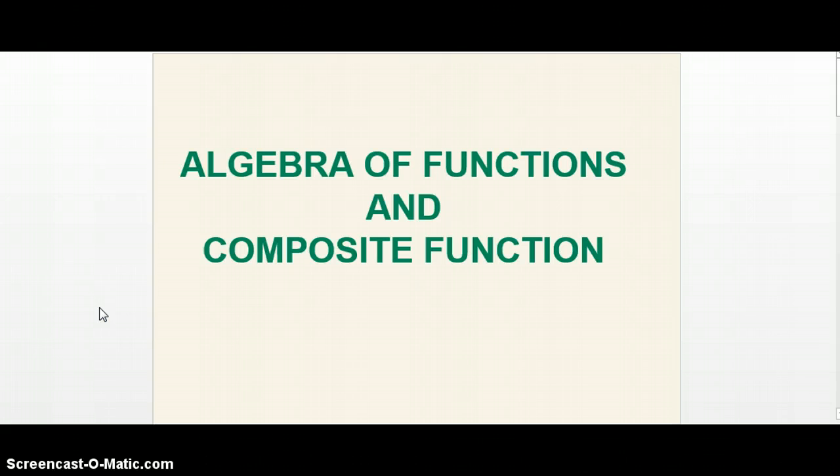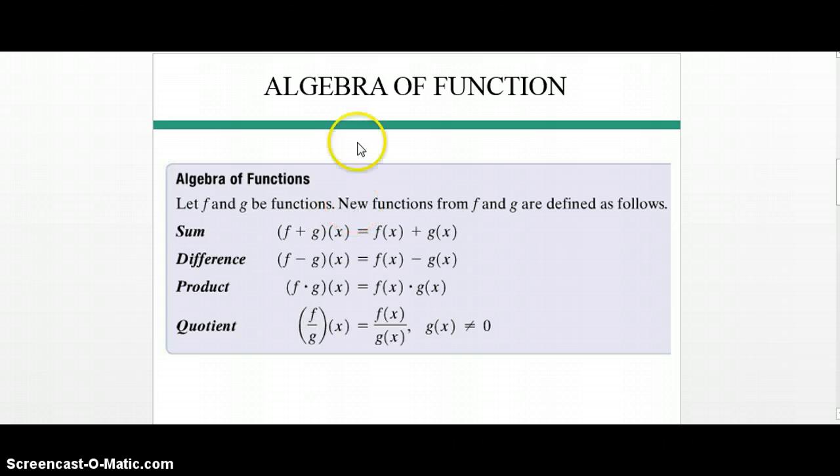In this video we can talk about algebra of functions and composite function. Algebra of functions.